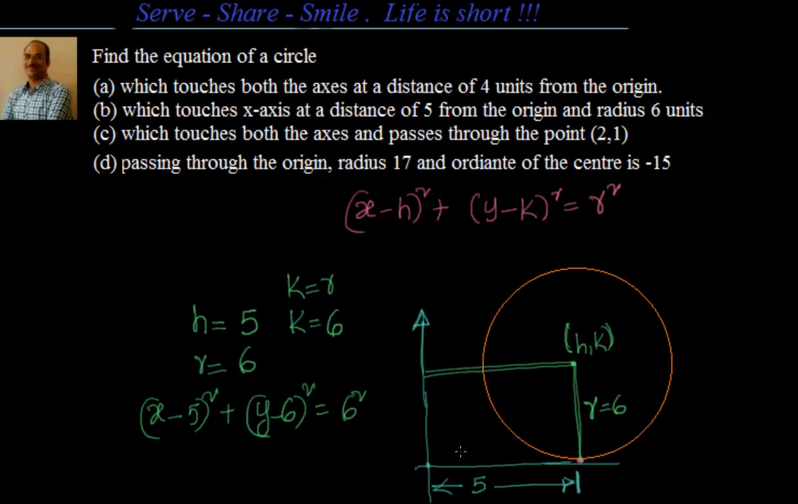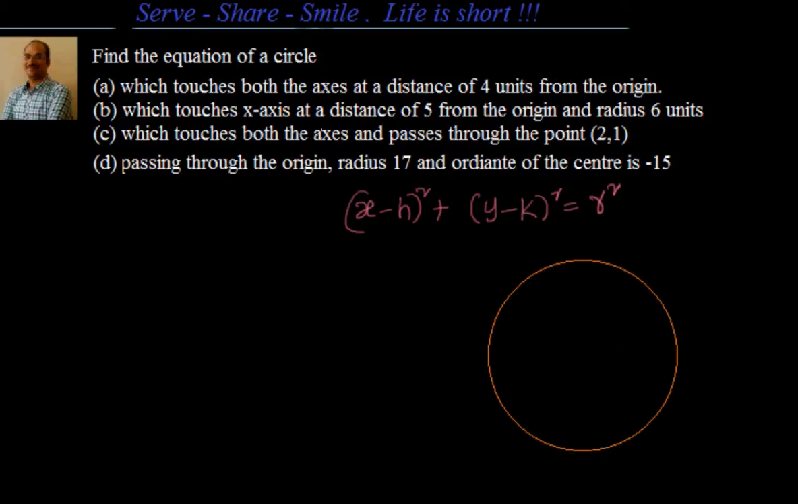Let me repeat that again: the circle touches the x-axis at a distance of 5 from the origin. That means h is given as 5 and the radius is given as 6. But you know that the radius is also equal to k. So h comma k is equal to 5 comma 6 and the radius is equal to 6. So substitute that, and we will get the equation of the circle. Let's move to the next one.